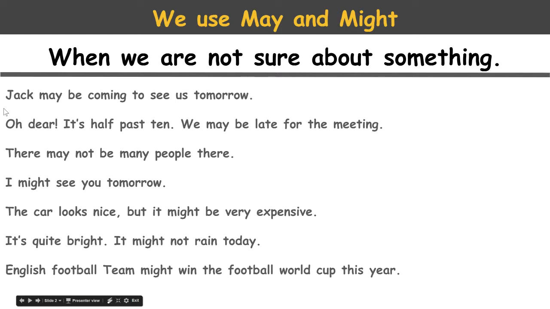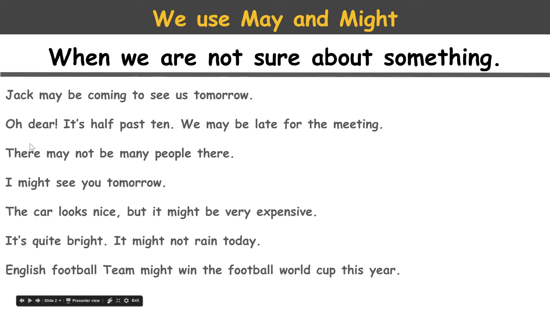Jack may be coming to see us tomorrow. I'm not sure. He might not come. So I would say, to be on the safer side, maybe. So may plus be plus ing shows that he will be coming. Just to give you examples. So Jack may be coming tomorrow. Yeah, okay, but I'm not sure, so I'm using may.